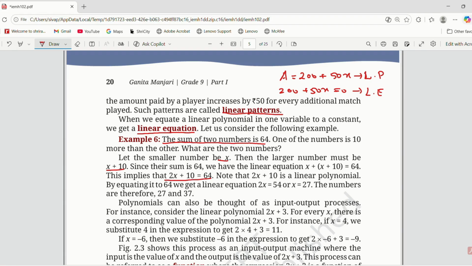Here we know one important thing: when we are equating a linear polynomial in one variable to a constant, the equation is called a linear equation. See, this is a linear polynomial, and we are equating it to a constant, 64, so this is a linear equation. So we can solve the linear equation, and we finally found the numbers as 27 and 37.